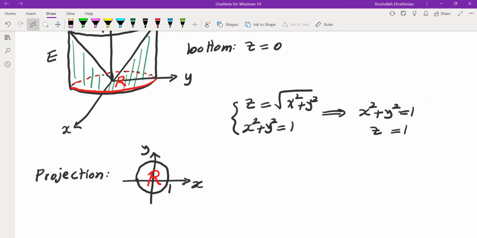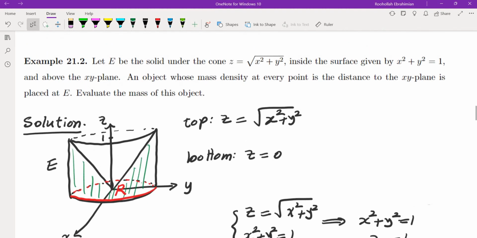What is the projection onto the xy plane? The projection is a disk, which is a polar region. So what does that mean? It means it is best to use cylindrical coordinates. So we can turn this one into z equals r and then use cylindrical coordinates.